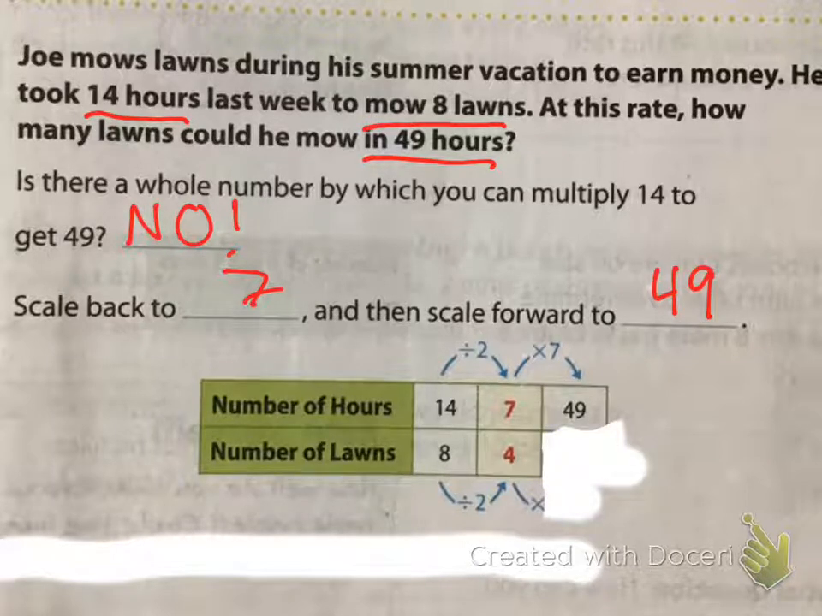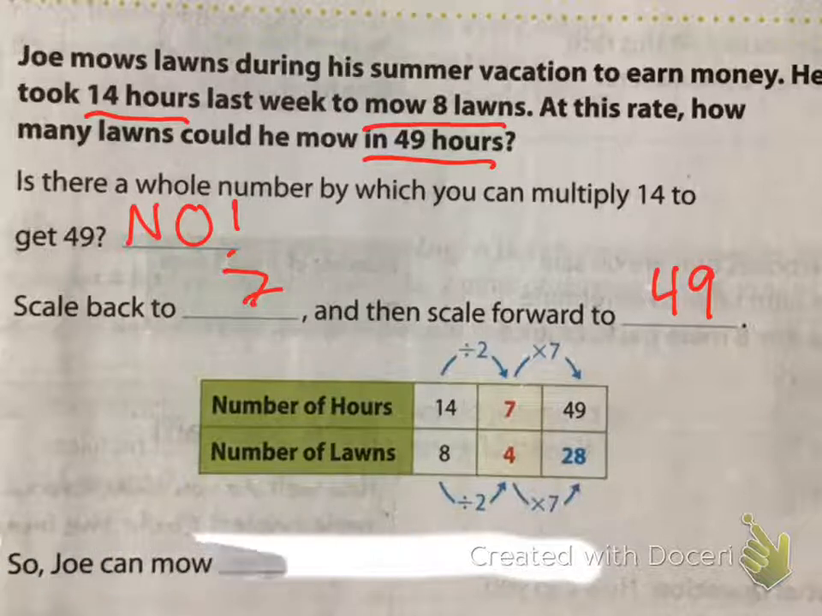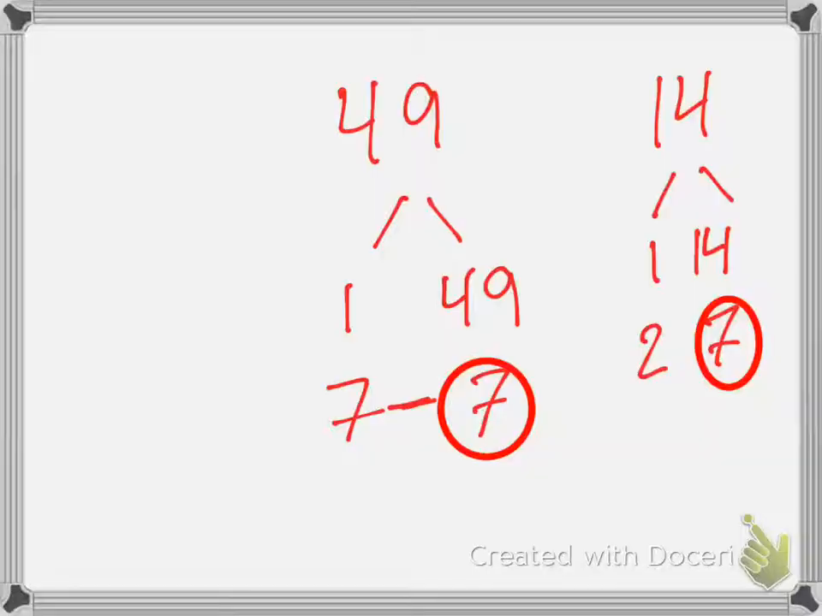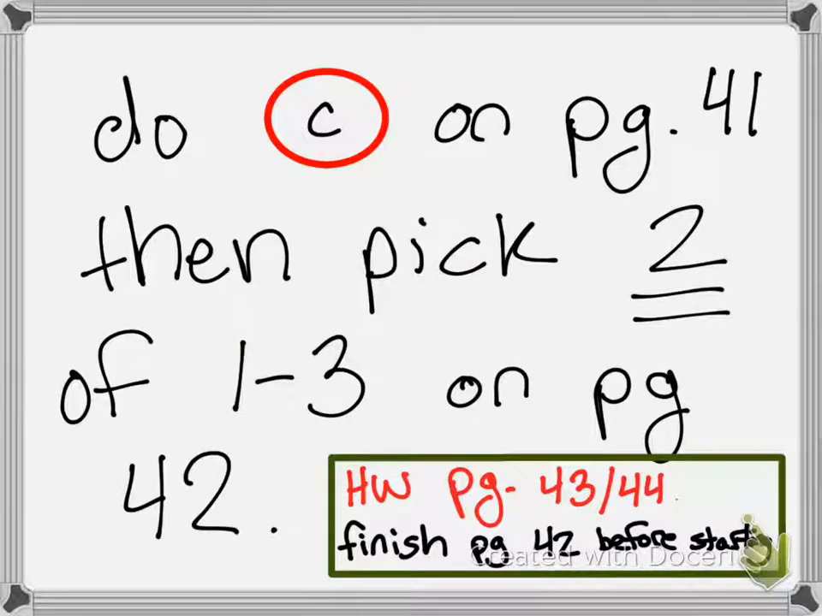So we're going to do the same thing to the bottom. Who can raise their hand and tell me what is 4 times 7? Emerson. 28. So our answer would be Joe can mow how many lawns in 49 hours? Madison? 28. Excellent. So I want you guys to do C on page 41 and then pick 2 of 1 through 3 on page 42.